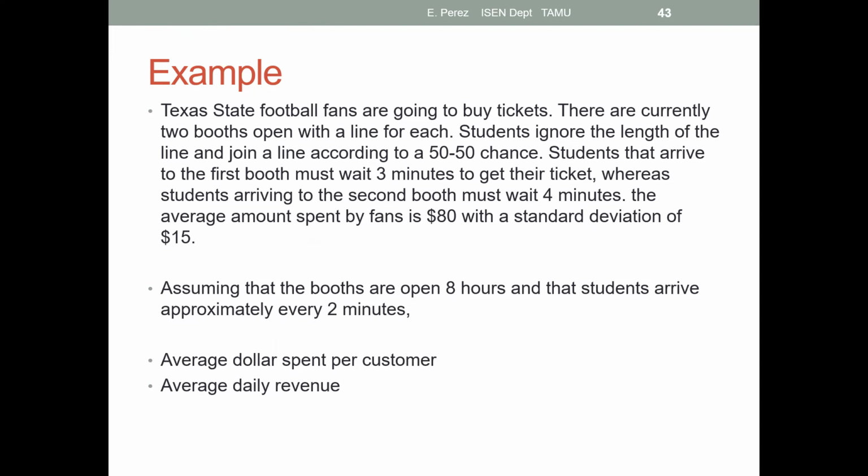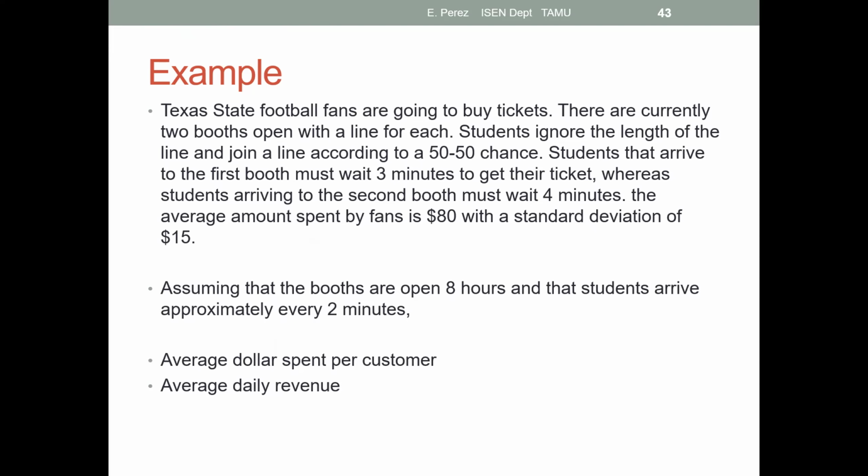So again, very simple. As you see here, we are not stating that there's a resource. In this case, we're just stating that they're going to go to a booth and wait a constant time, and then they're going to continue. For the first booth, they'll wait 3 minutes. For the second booth, they'll wait 4 minutes, and then they're going to be spending this amount of money. So that should be a very simple logic to represent.